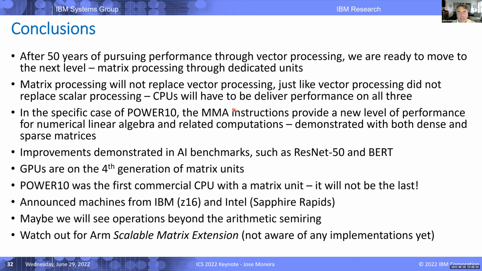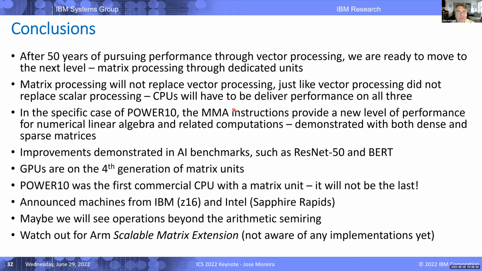And maybe we'll see operations beyond the arithmetic semiring, right? All the work I showed here and the instructions we have on Power 10 are for arithmetic, multiply add. But you could have a different ring. You could have a plus, a min-max semiring, and you can still do matrix operations on different semirings.